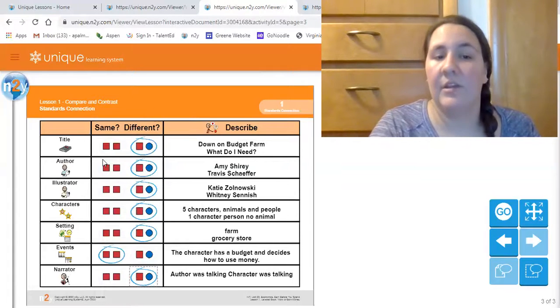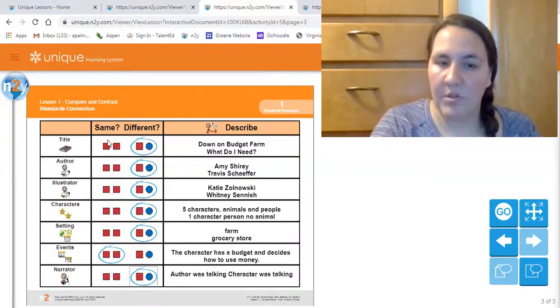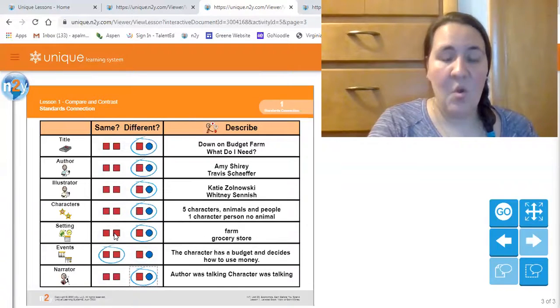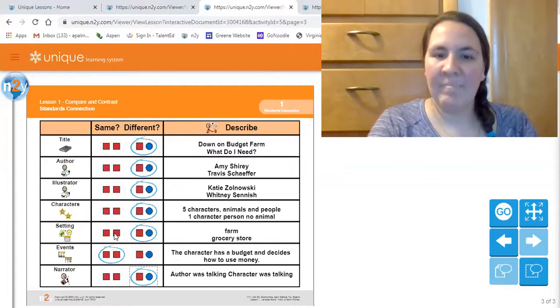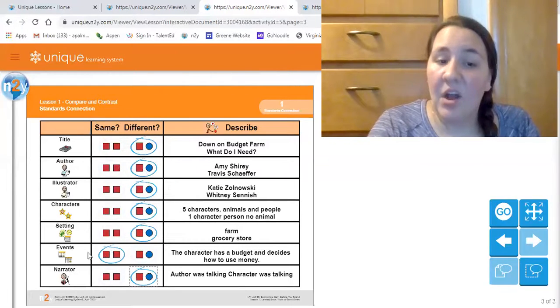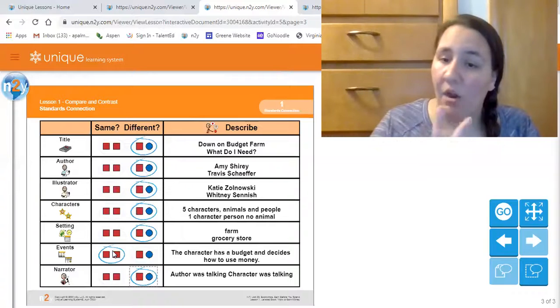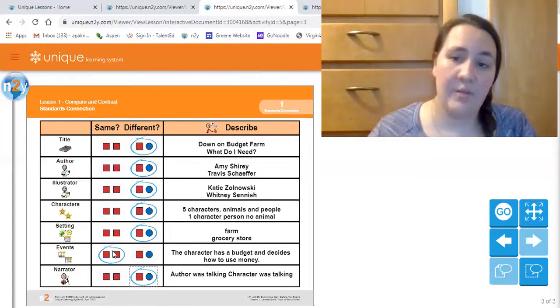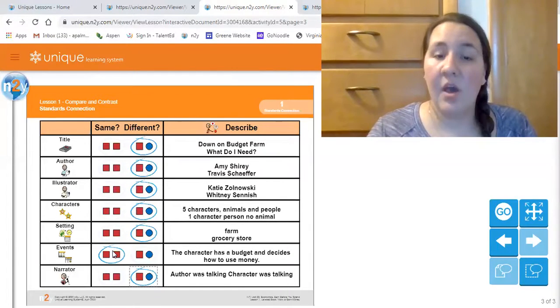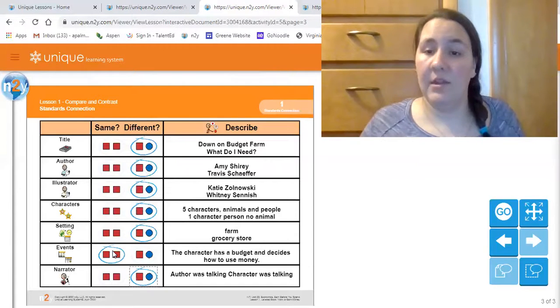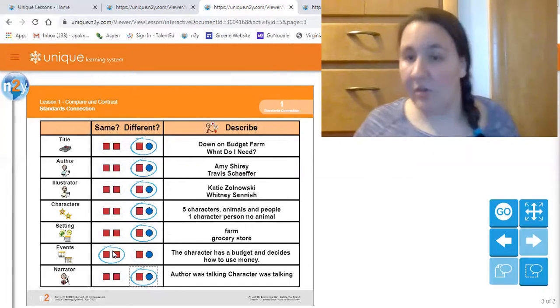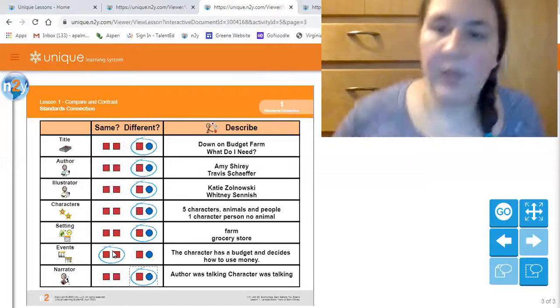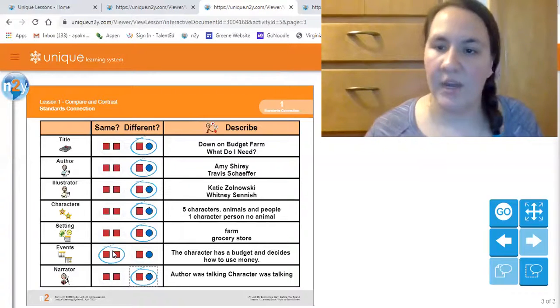Let's look at our choices. Would you say these stories are the same or they're different? Yeah, we have more different things circled, right? But our overall main idea, our overall thought of what the story's about, is the same. So you might use these stories to explain how to use a budget with money, even though there's a lot of different things going on in each story, right?